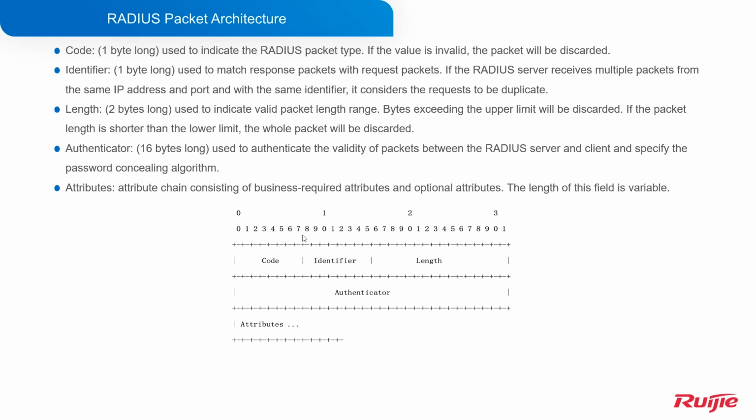And next field is length. It's 2 bytes long, used to indicate valid packet length range. Bytes exceeding the upper limit will be discarded. If the packet length is shorter than the lower limit, the whole packet will be discarded. Next field, authenticator, used to authenticate the validity of packets between the Radius server and the client, specifies the password containing algorithm. And the last field is attributes. Attribute chain consisting of business required attributes and optional attributes. The length of this field is variable, okay?